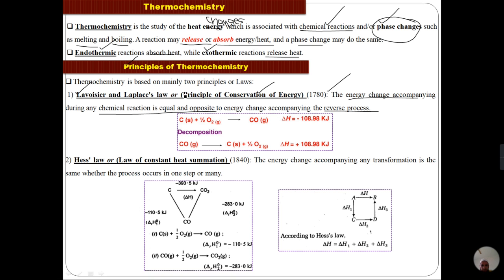For example, we have elemental carbon, in the form of graphite. It gets oxidized, it reacts with oxygen, and forms carbon monoxide, which is a gas. This process is exothermic. In complete combustion, the amount of heat evolved or enthalpy of reaction is minus 108.98 kilojoules. Now, if this is your product, you want to take this carbon dioxide and convert it back into carbon and oxygen. That process can be called decomposition.